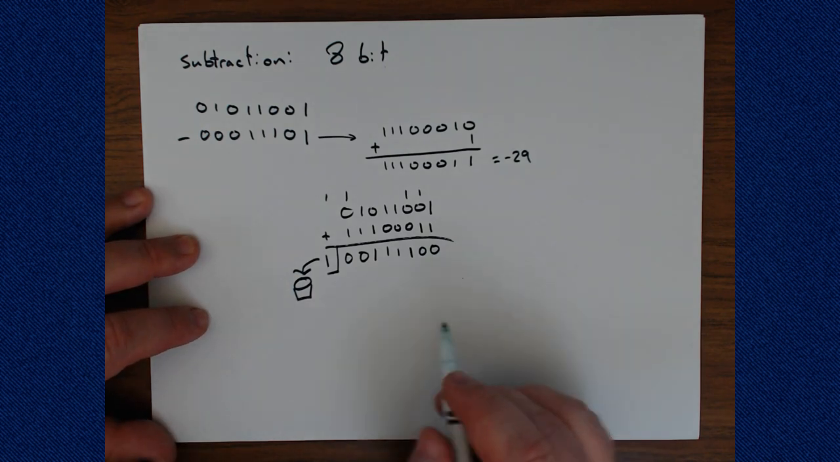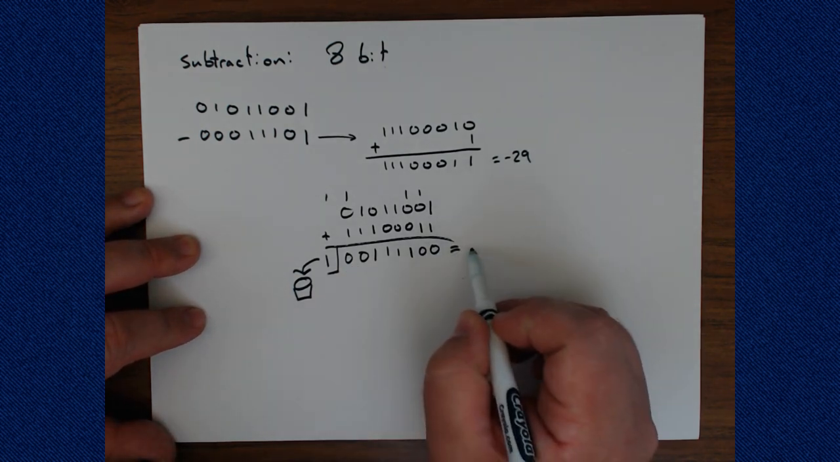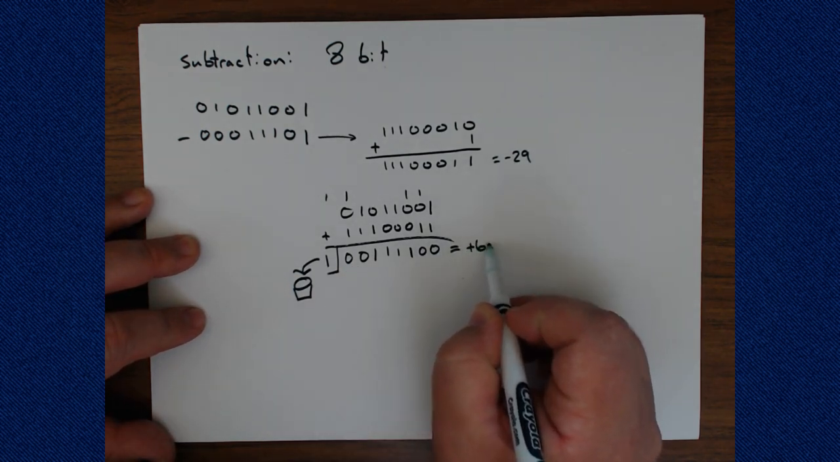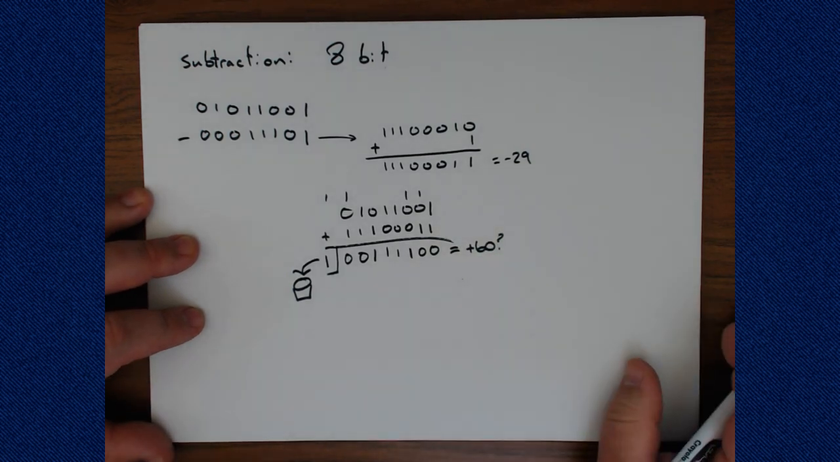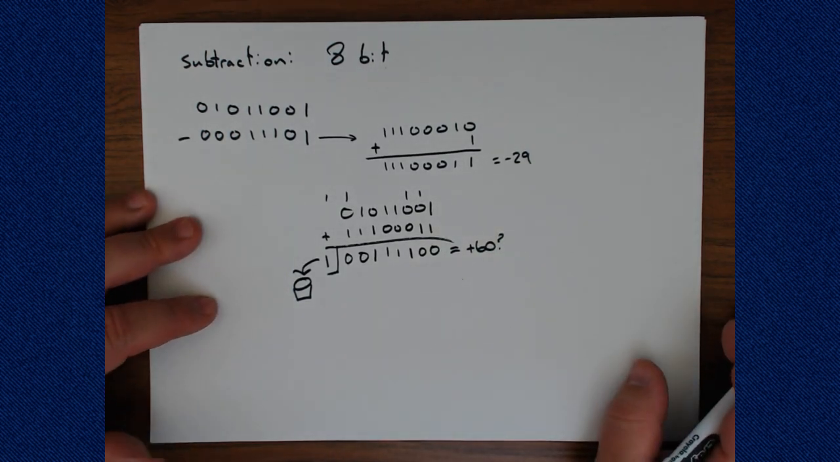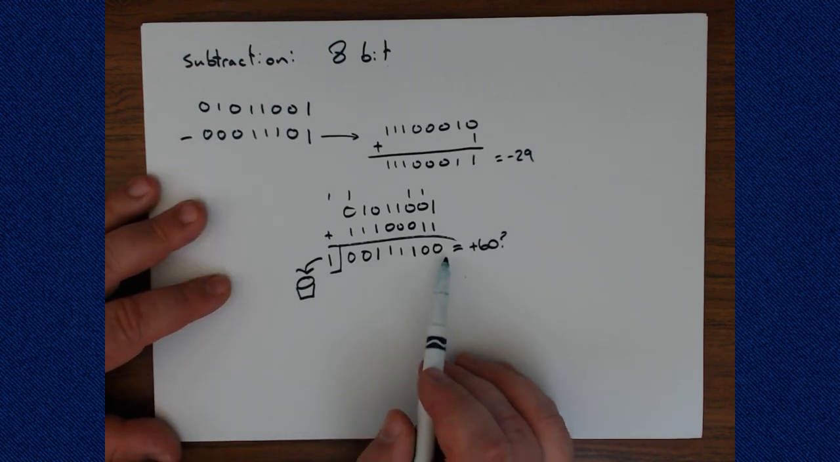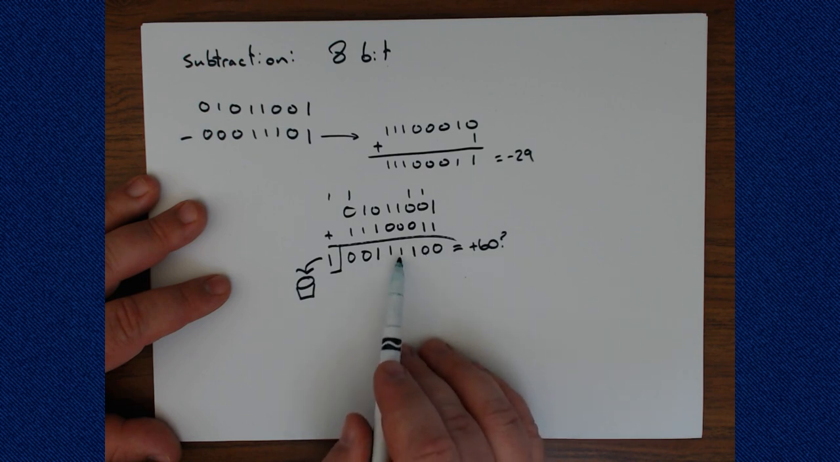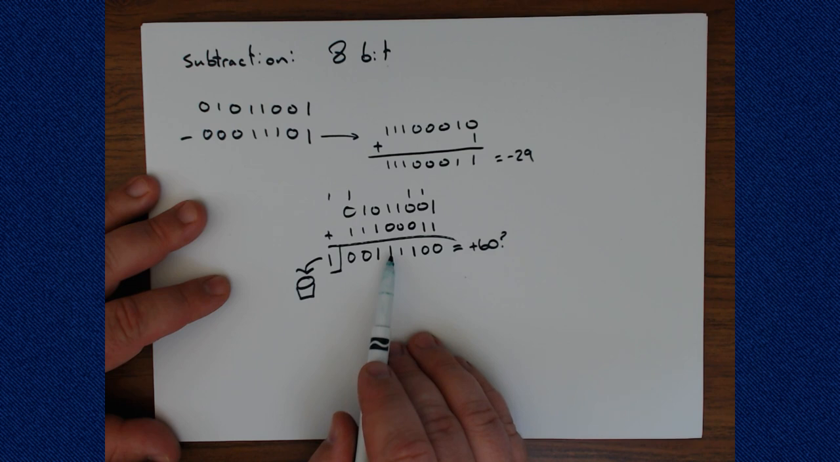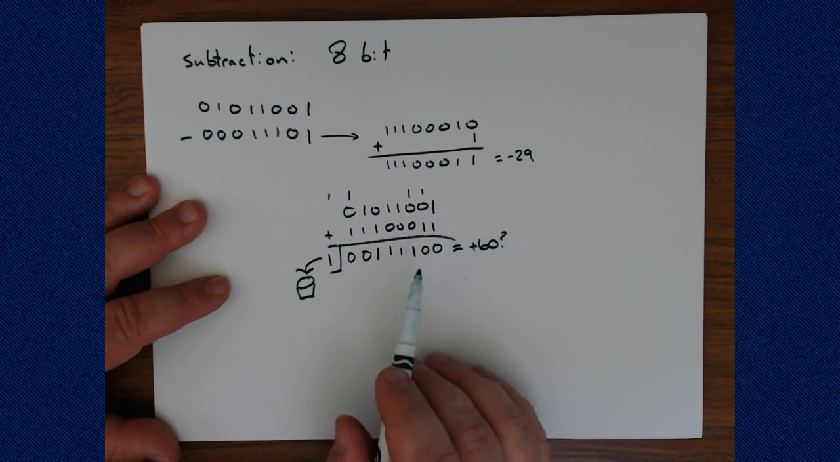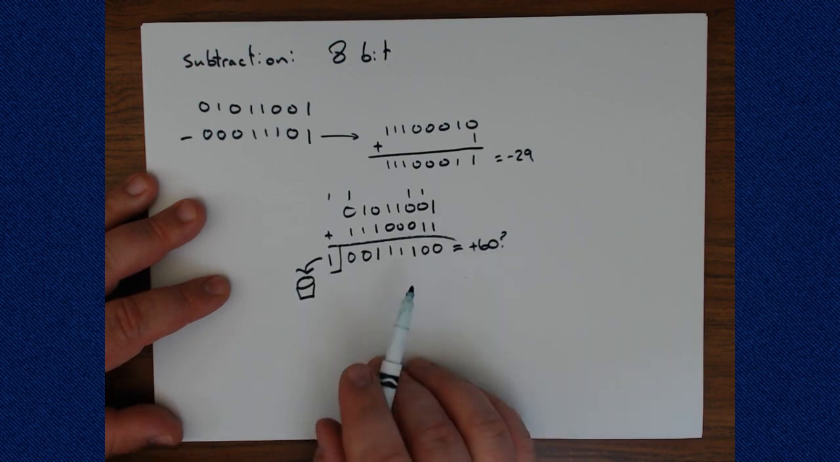And then the question is, is this number equal to positive 60? We certainly hope so if it's 89 minus 29. So let's figure out what we got here. 1, 2, 4, 8. So that's 12 plus 16 plus 32. Sure enough, it's 60.